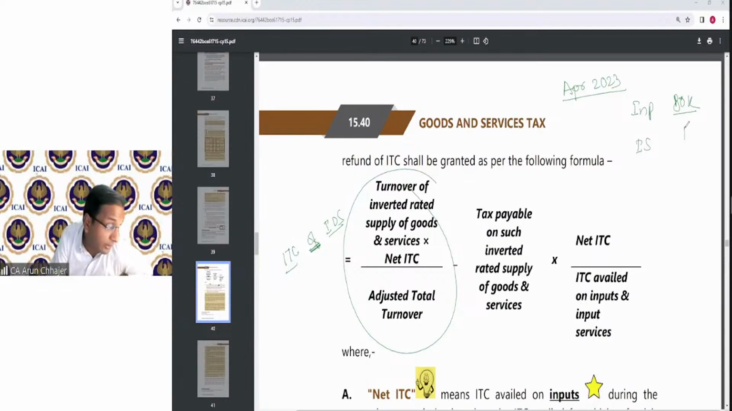Now I am changing the figure. Let's say input service is 15,000. I am changing the figure because the 1 lakh stays the same. So how much is the total? 95,000. Total ITC 95,000. And in the sales, I have the sales of inverted duty of rupees 1 lakh and other sales is 3 lakhs. So my total turnover is 4 lakh.